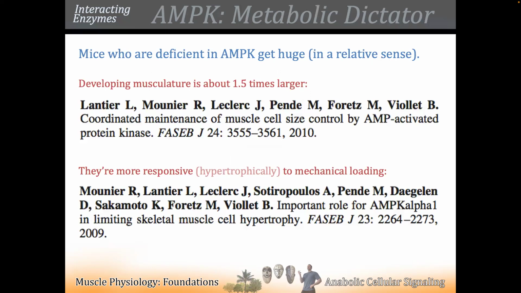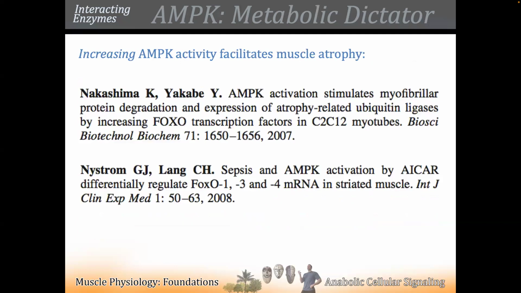Here are a couple of papers out of Benoit Viollet's lab that characterized mice with deficient AMPK. They get about 50% bigger. The developing musculature grows more, and they grow more in response to mechanical load. So exercise, and the results are more pronounced. So this is in mice with deficient AMPK. They're going to get a lot bigger. And then opposite that, if you increase AMPK levels, activate a bunch of it, you shrink, right? You induce atrophy. So high levels of AMPK correspond to low levels of muscle.